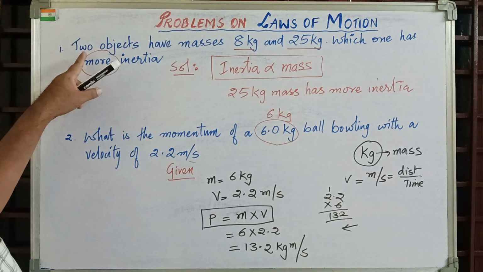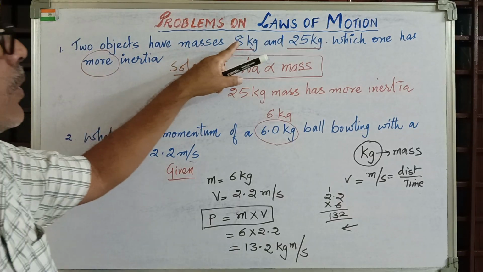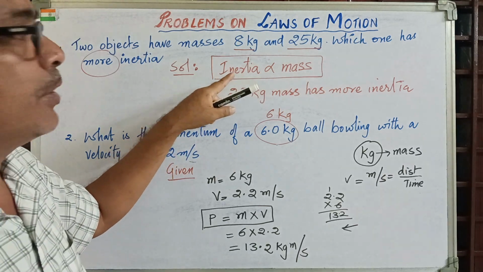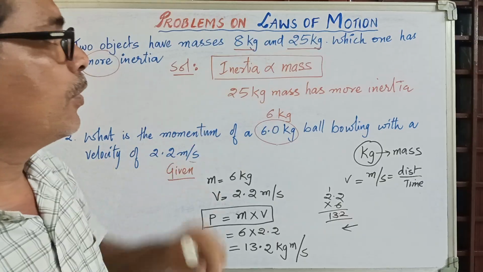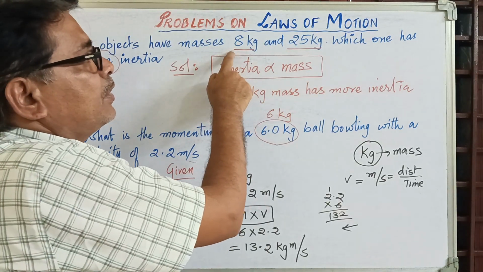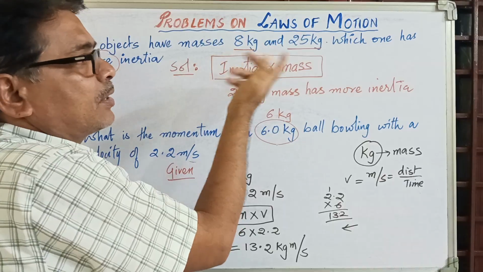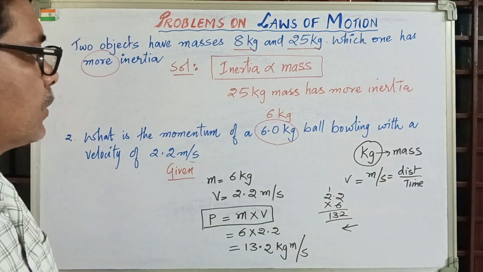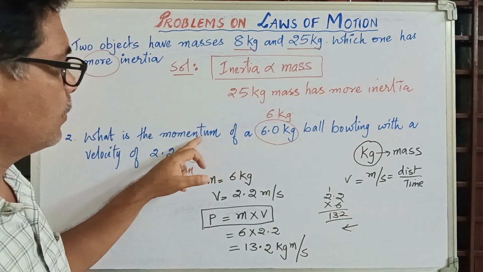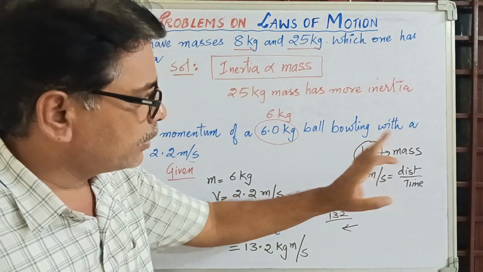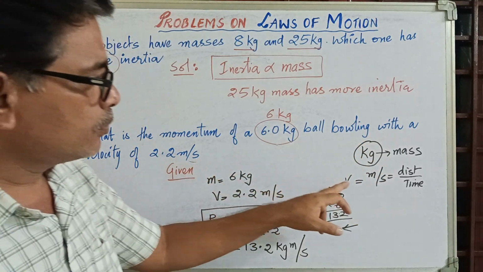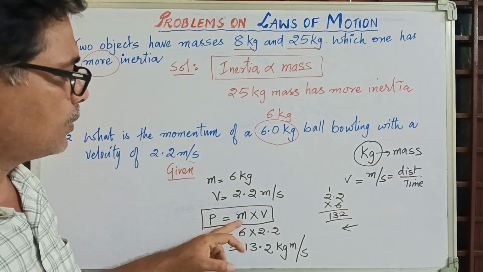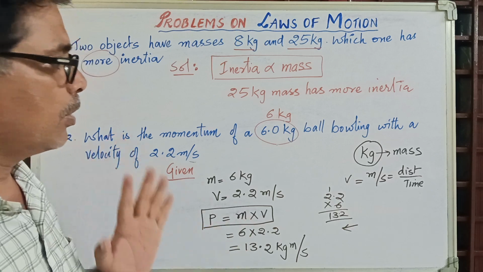So what did you understand? First case, two objects have mass 8 kg and 25 kg. Which one has more inertia? Inertia is directly proportional to mass. Therefore it is 25. If I change it, say this is 80 and this is 25, then 80 will be the answer. Whichever has more mass will have more inertia. And in this case, what is given is very important. Given here is mass, by looking at kg you should understand it is mass. Meter per second means you should understand it is speed. Given these two things, and momentum is a product of mass and velocity, you got the answer.